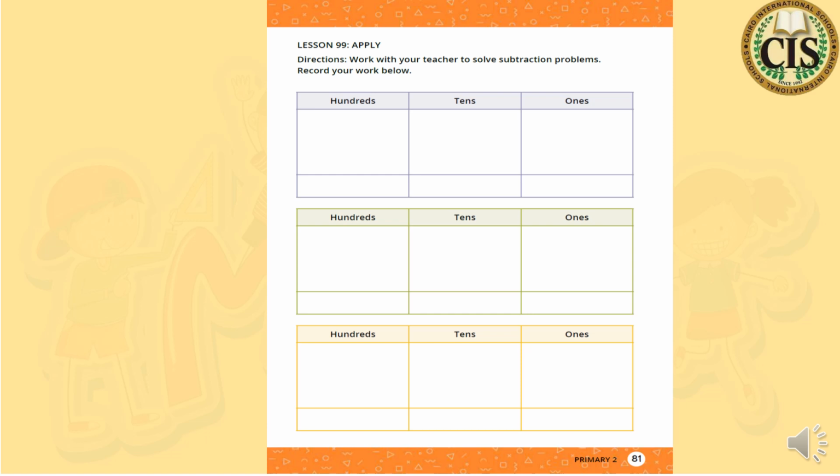Lesson 99, the apply part. Here I'll give you subtraction problems and you are going to solve them. The first question, 456 minus 39. 456, we will write 4 in hundreds, 5 in tens, and 6 in ones. 39, we will write 0 in hundreds, we don't have hundreds, and 3 in tens, and 9 in ones.